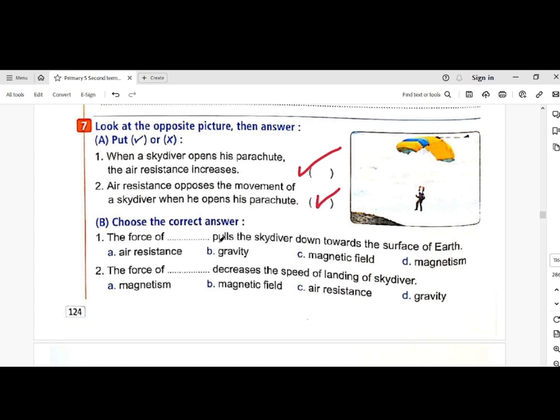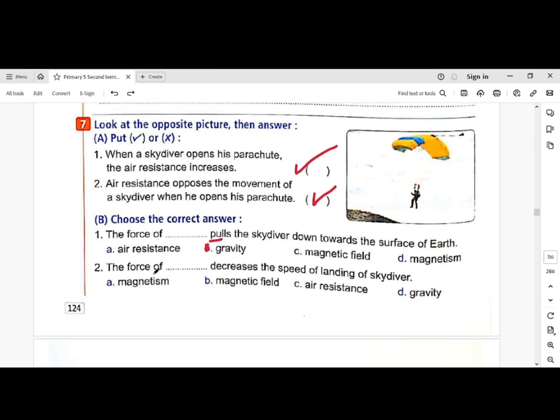Choose the correct answer. The force of space pulls the skydiver down toward the surface of Earth. Is it the force of air resistance, or gravity, or the magnetic field, or magnetism? Our answer is gravity. The force of space decreases the speed of landing of the skydiver. Is it magnetism, or the magnetic field, or air resistance, or gravity? It says decreases, so it is air resistance right away.